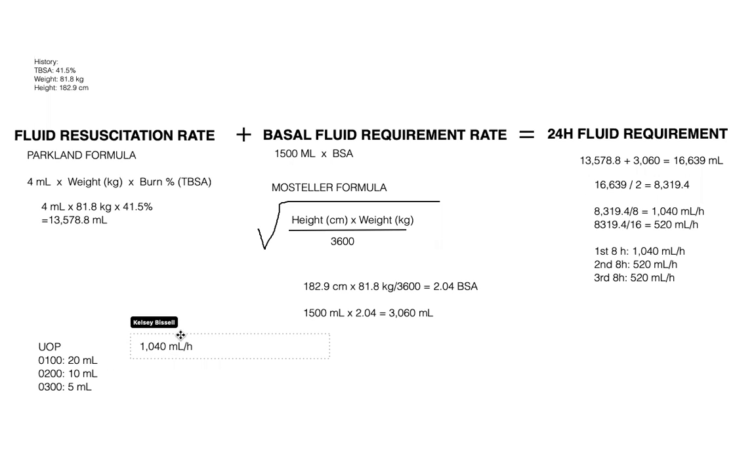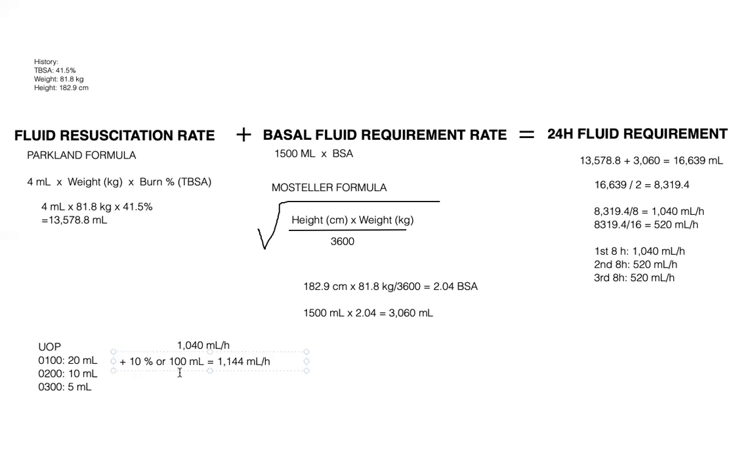When you get 20 mils per hour of urine according to the protocol, that means you're going to change it by 10%. You're going to add an additional 10% or 100 mils, whichever is more. So that would be 1,040 times 1.1. That's going to give you a rate of 1,144.